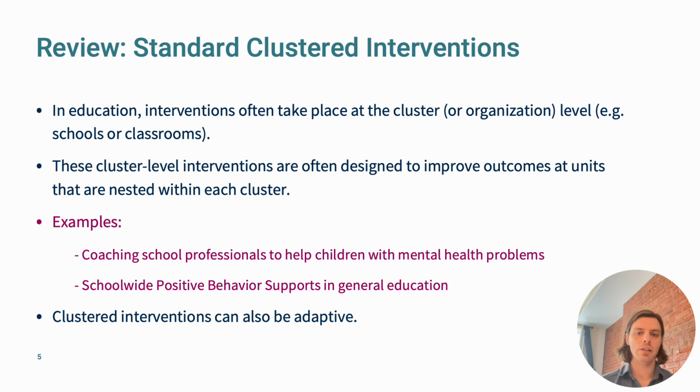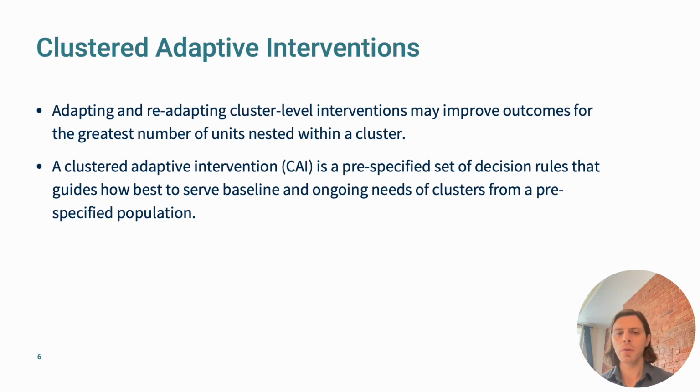And just as standard interventions can be adaptive, so too can clustered interventions be adaptive. And why might you want to do that? Well, by adapting and readapting these cluster level interventions, hopefully you can improve outcomes for the greatest number of units nested within that cluster because you're tailoring to the specific needs of the cluster. So that leads to our definition of a clustered AI, which is going to look pretty similar to what you've seen for standard adaptive interventions. A clustered AI is just a pre-specified set of decision rules that guides how best to serve the baseline and ongoing needs of clusters from a pre-specified population.